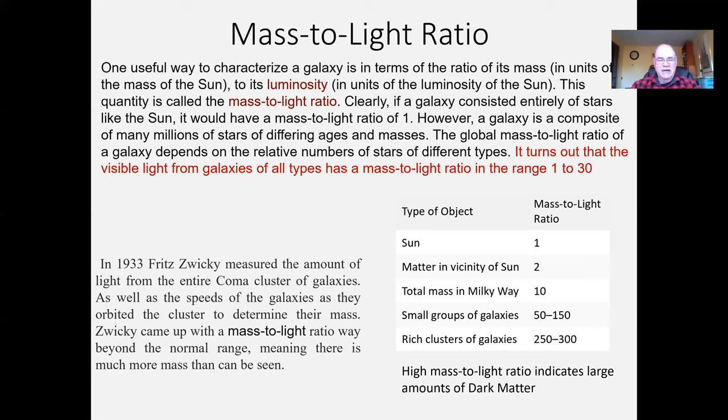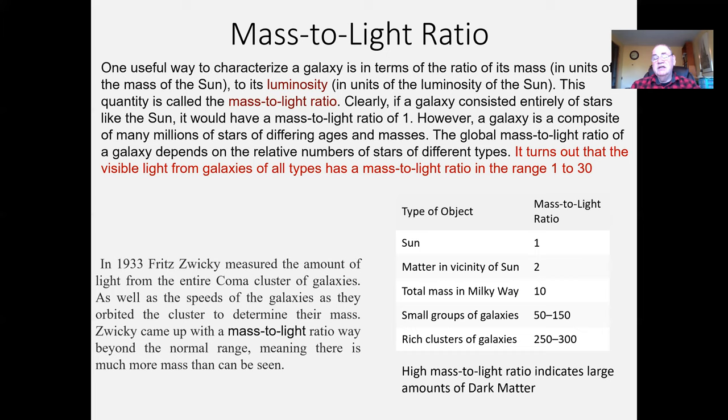But as you look at bigger and bigger structures, small galaxy groups have a mass to light ratio way beyond 30, 50 to 150, more like what Zwicky had seen. And for a rich galaxy cluster, that is with lots and lots of galaxies and lots of activity going on, that mass to light ratio can go up to 250 to 300. This is way beyond anything. The mass that's in the numerator of this ratio is just not seen. Most of it is in fact not seen.